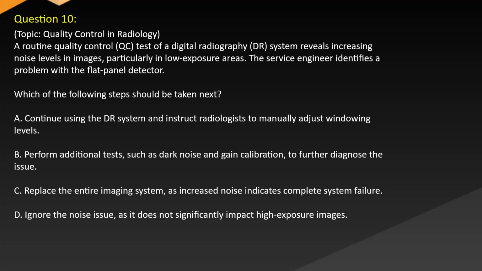A. Continue using the system and instruct radiologists to manually adjust windowing levels. B. Perform additional tests such as dark, noise, and gain calibration to further diagnose the issue. C. Replace the entire imaging system as increased noise indicates complete system failure. D. Ignore the noise issue as it does not significantly impact high exposure images.